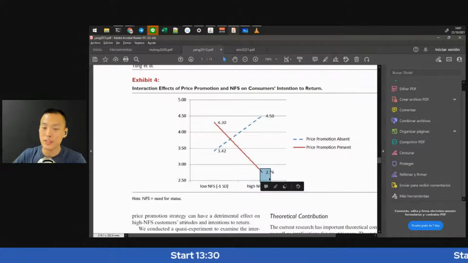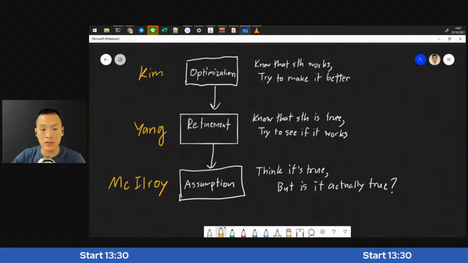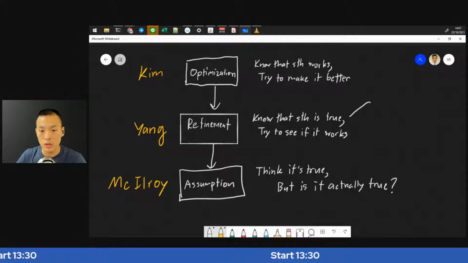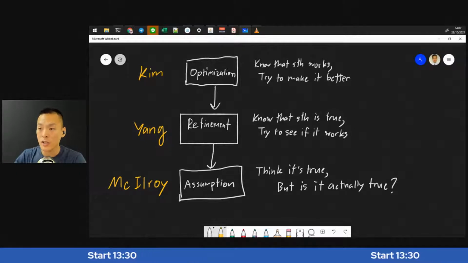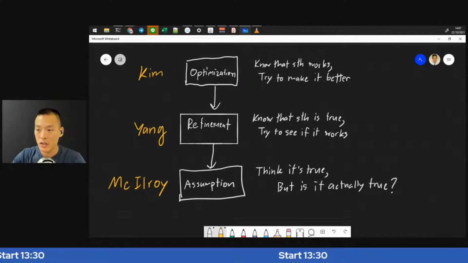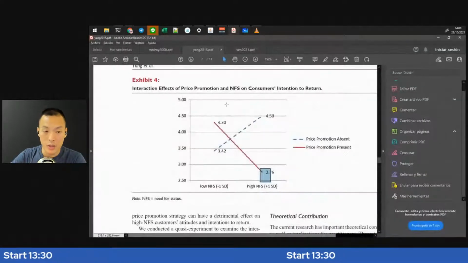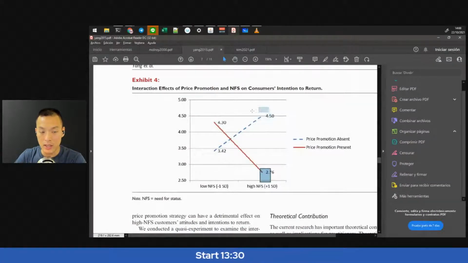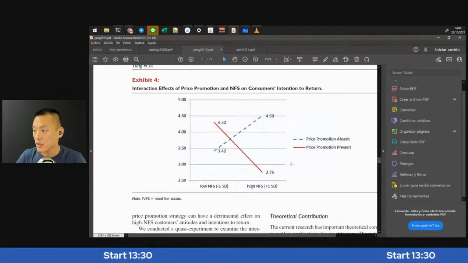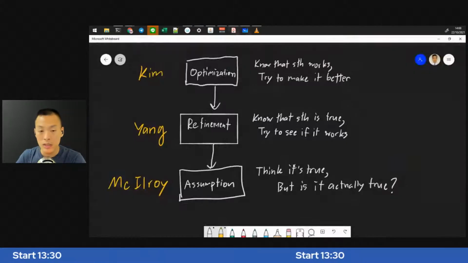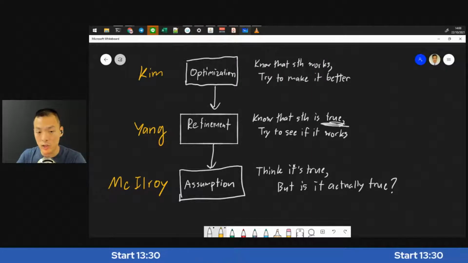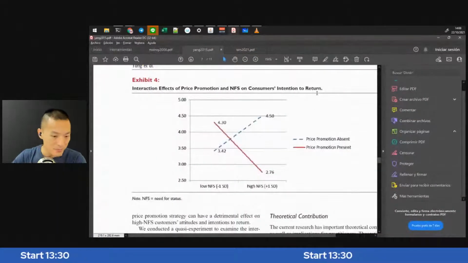So this is why this research project is in the refinement zone. It takes something that we think is true, that discount works and discount makes consumers happier, because a rational consumer, if you are to purchase the same thing, the less you have to pay for it, the happier you will be. But this shows that it is not true. Something that we think is true doesn't actually work. The discount doesn't make consumers happier. So this is why it's in the refinement zone and not optimization. It takes something that is true and shows that it does not work.